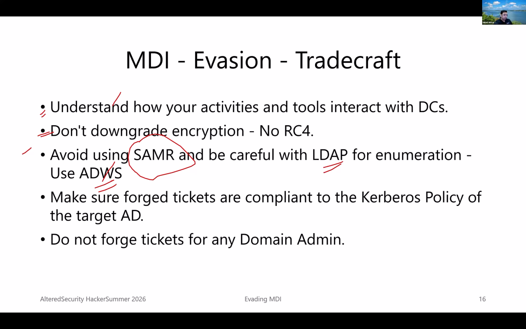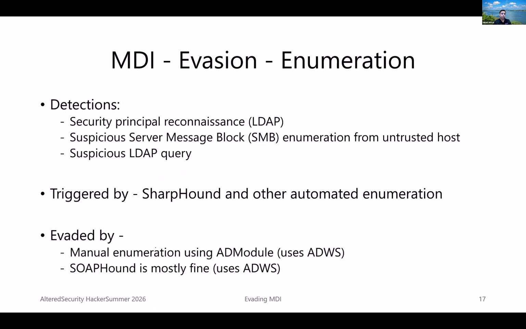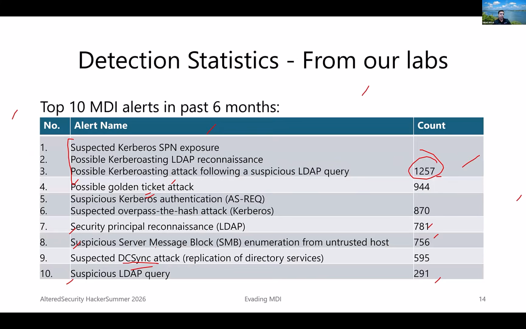Okay. What else when it comes to tradecraft? If you are using forged tickets, make sure they are compliant with the Kerberos policy, the expiry time. For example, any ticket forging tool that is based on Mimikatz still uses the same logic. Forge a ticket that is valid for 10 years, and that would result in detection. And once again, do not forge tickets for any domain admin. That is the tradecraft. Now let's start looking at evading the top 10 alerts that we looked at here.